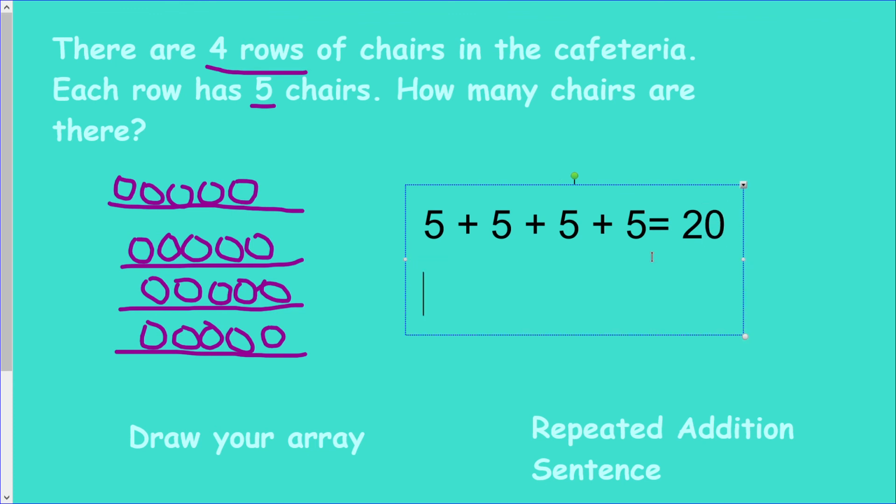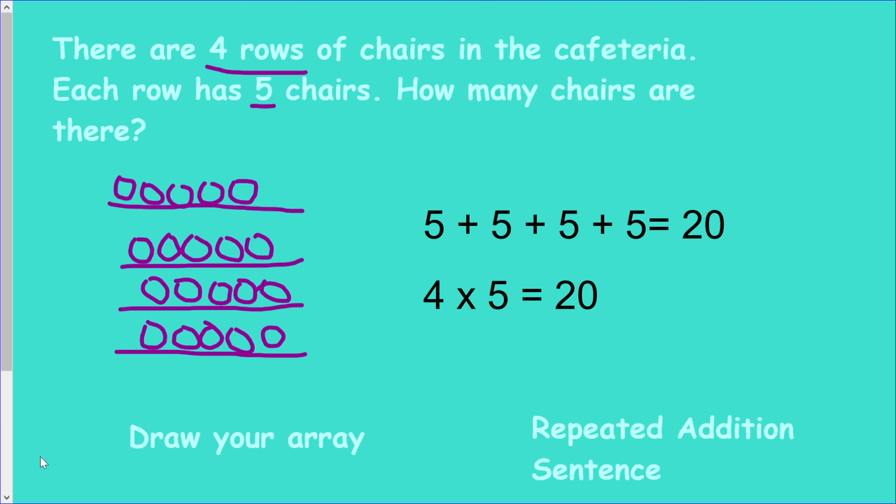Multiplication sentence, can we make it? Yes, we can. So remember, how many rows do I have? Well, that answer is 4. How many chairs were in each row? That answer is 5. And if I look at my total, 4 times 5 is 20. Let's look at another one.